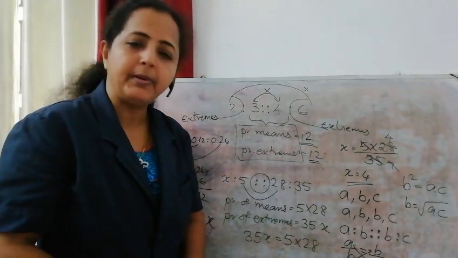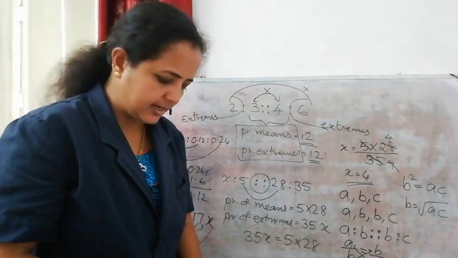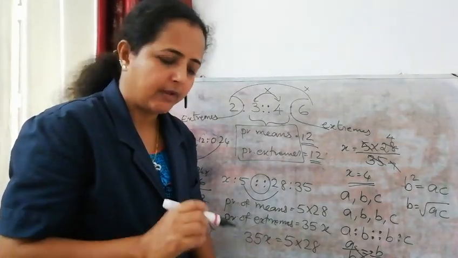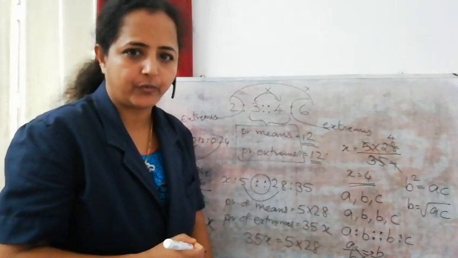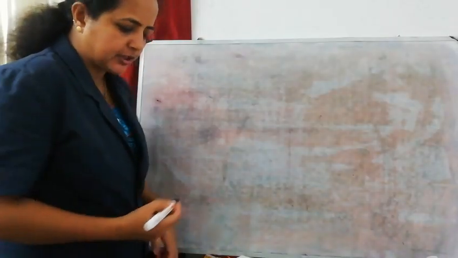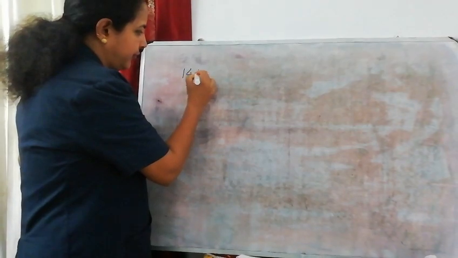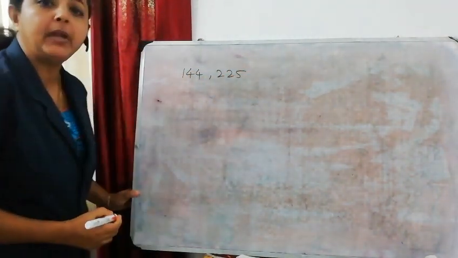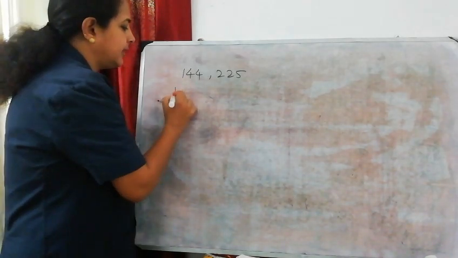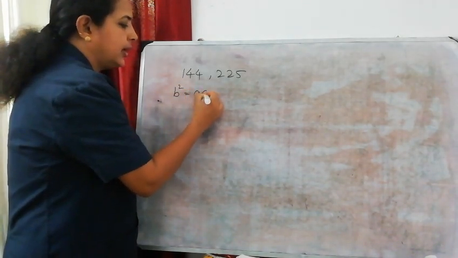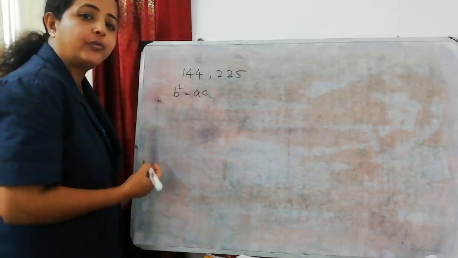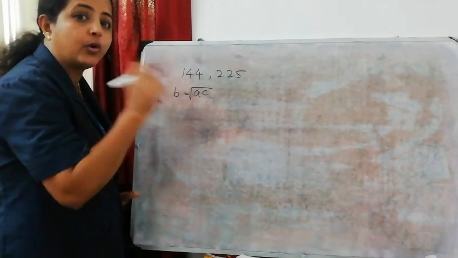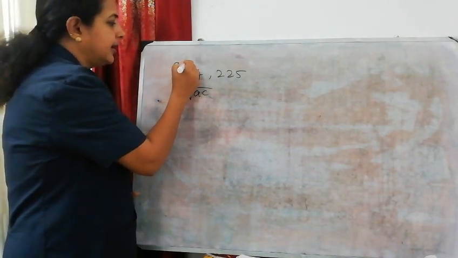Find the mean proportional between two given numbers. Multiply the two and take the square root. I will show you how to find the square root of a number. The mean proportional between 144 and 225. Mean proportional we studied: B square is equal to AC, or B is equal to square root of AC. How to find the square root? This is A and this is C.